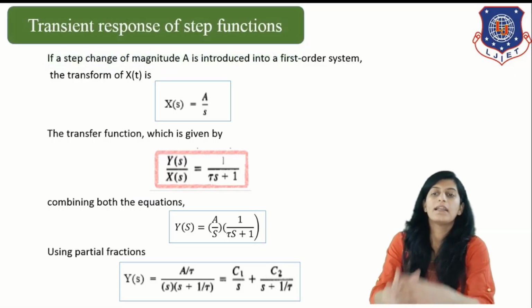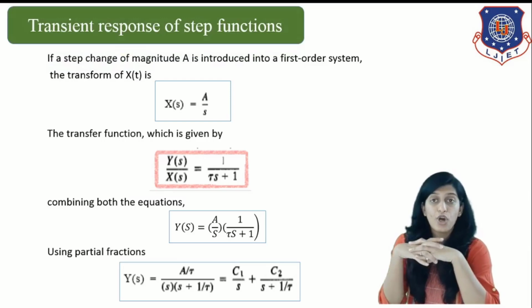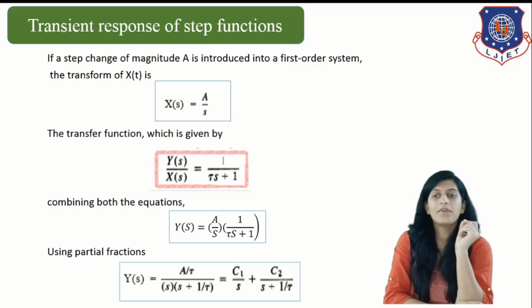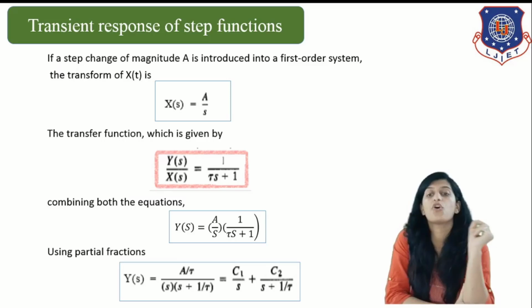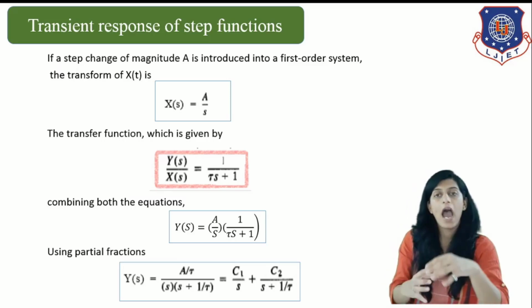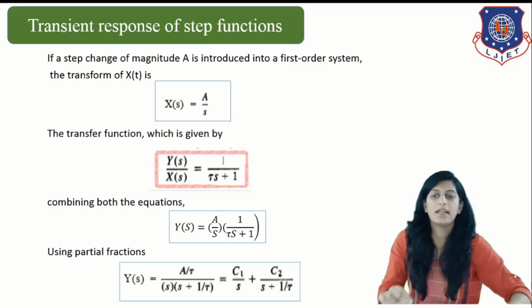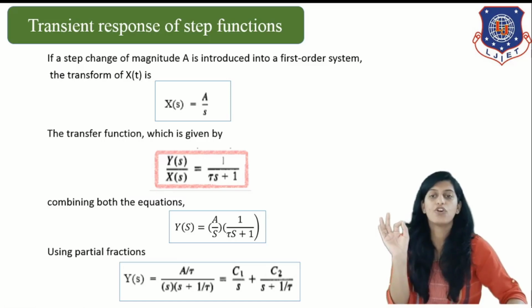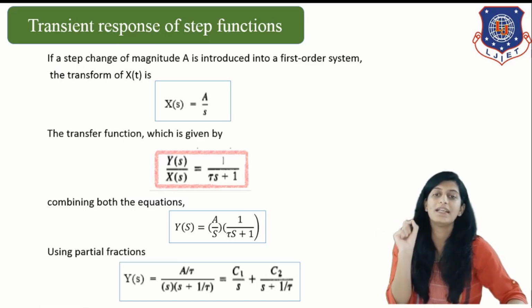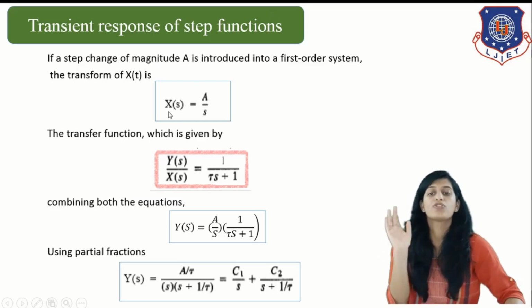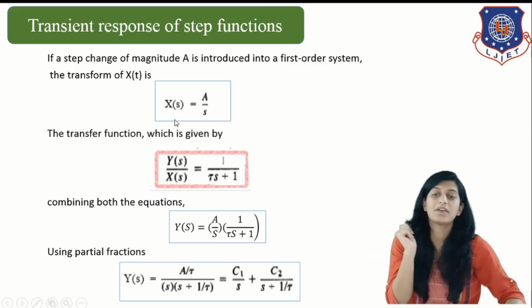Today, let's continue with our previous topic which we started in our previous session, the first order system. Here we will start with the transient response of a step function, that is, how a step function responds in our first order system. If a step change of magnitude A is provided in our first order system, x of t has magnitude A. So the Laplace of x of t can be written as x of s equals A by s.